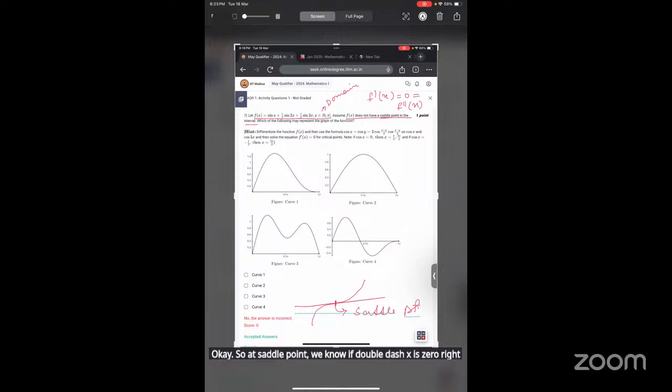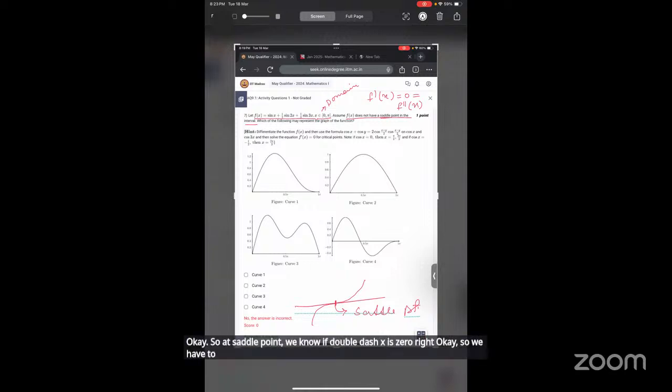Okay. So we have to find which of the following may represent the graph of the function. So we have 4 different graphs and we have to check which of the following graphs may represent the equation. Okay.